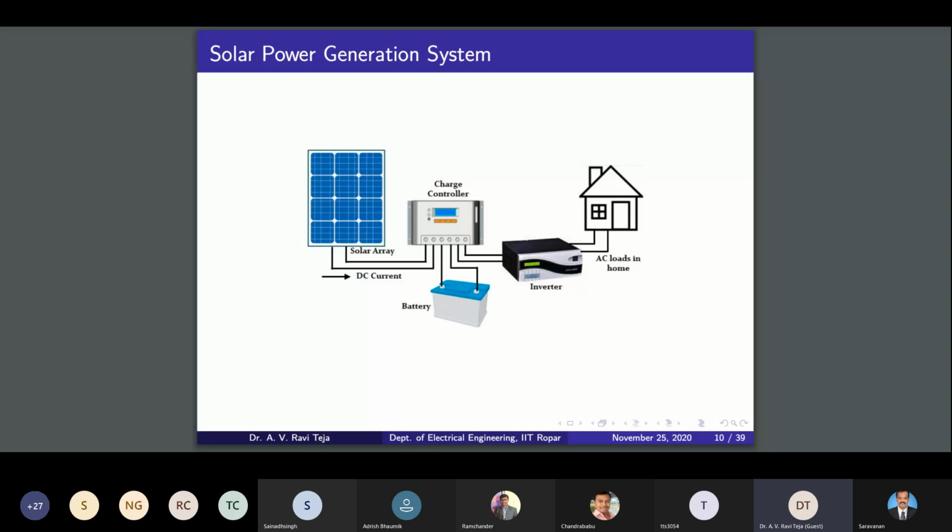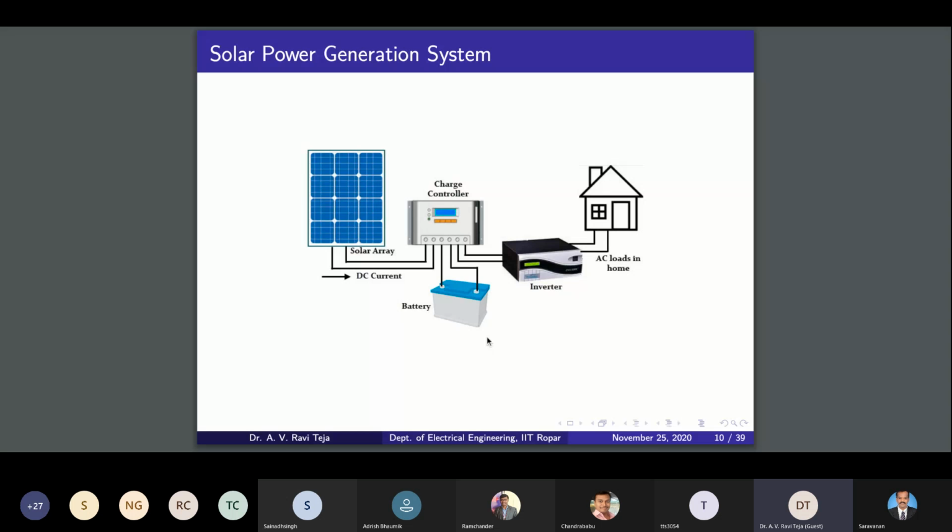Because as we discussed, the output of solar panel is DC. And the grid or the household appliances require AC. AC in watt form, 230 volt RMS and 50 hertz AC I require. So I require some converter to convert this DC into AC. And if you want the power at night time also, then you need to have some storage as well.